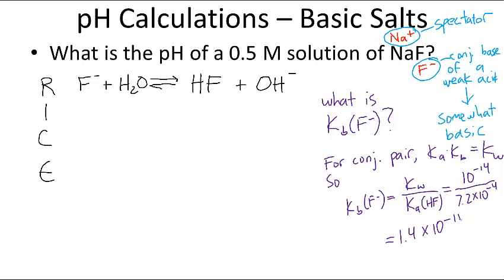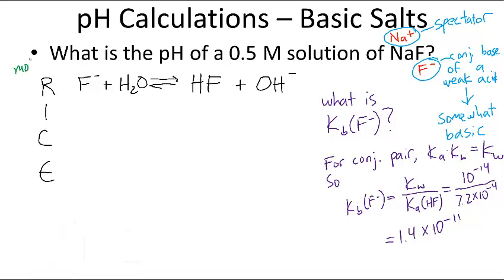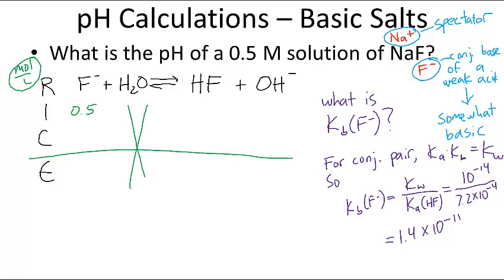I've got to finish the RICE chart. We're going to do this in moles per liter. What's my initial concentration of F minus? 0.5 molar. Do I care about water? No. I mean, I do care about water in my real life, but in this problem, I don't care about the concentration of water. Initial concentration of HF, 0, OH minus, 0. All right, you can fill out the rest while I fill out the rest.